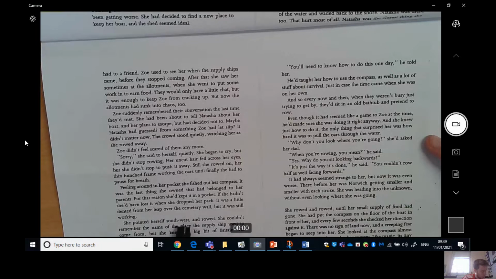She pointed herself southwest and rowed. She couldn't remember the name of the place that the supply ship used to come from, but she knew that the big bit of Britain was somewhere in that direction.